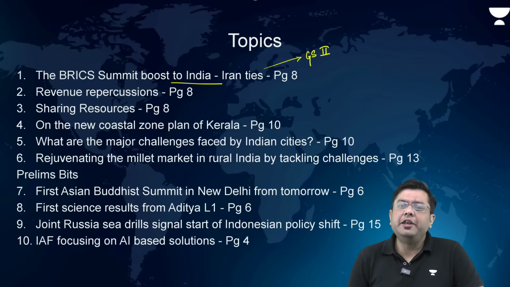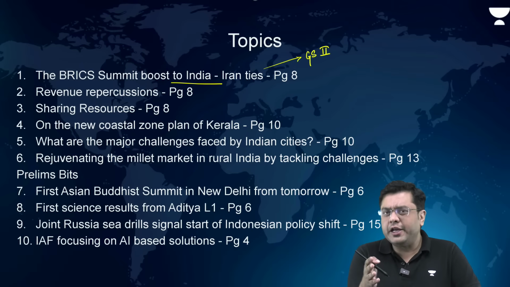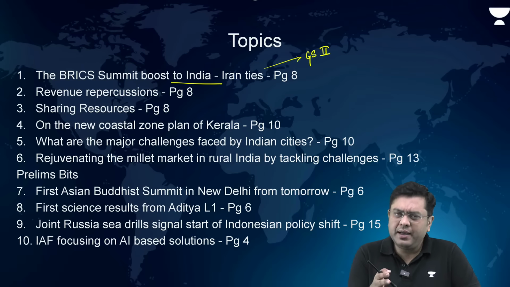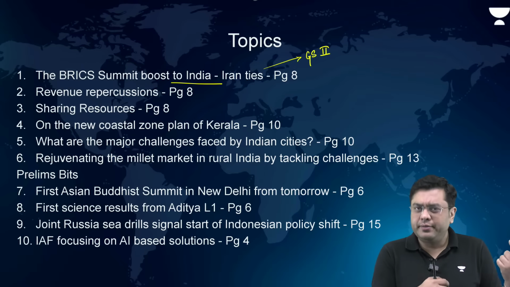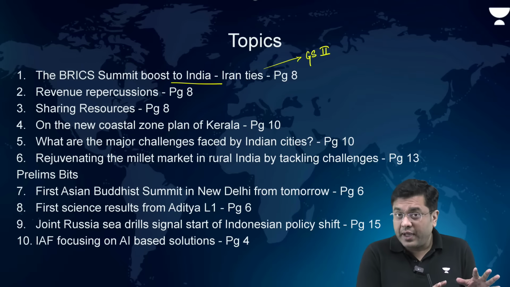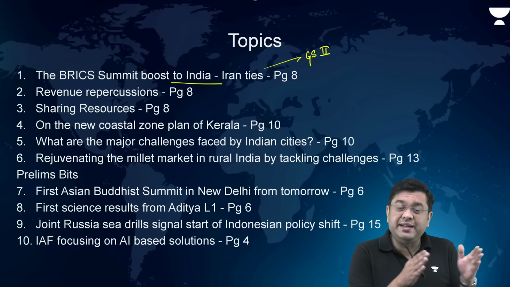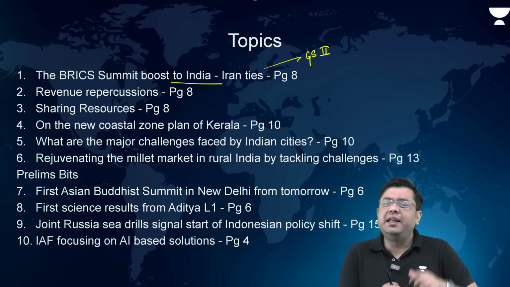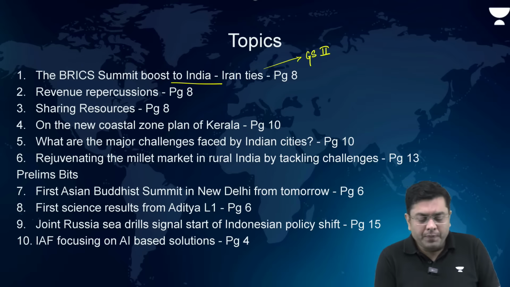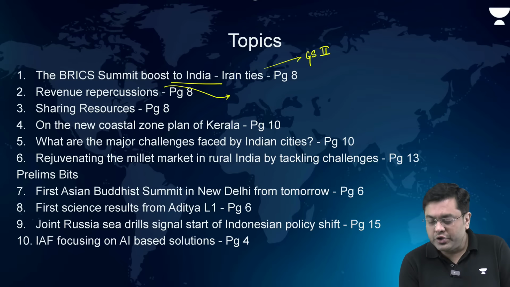Then, revenue repercussions. This is about the GST collections showing a variation from one month to another. In the month of October, it has shown an uptick, which is a much needed relief. But what can we gather from that GST data in terms of the monthly revenue being earned? So that is again a part of GS paper 3.